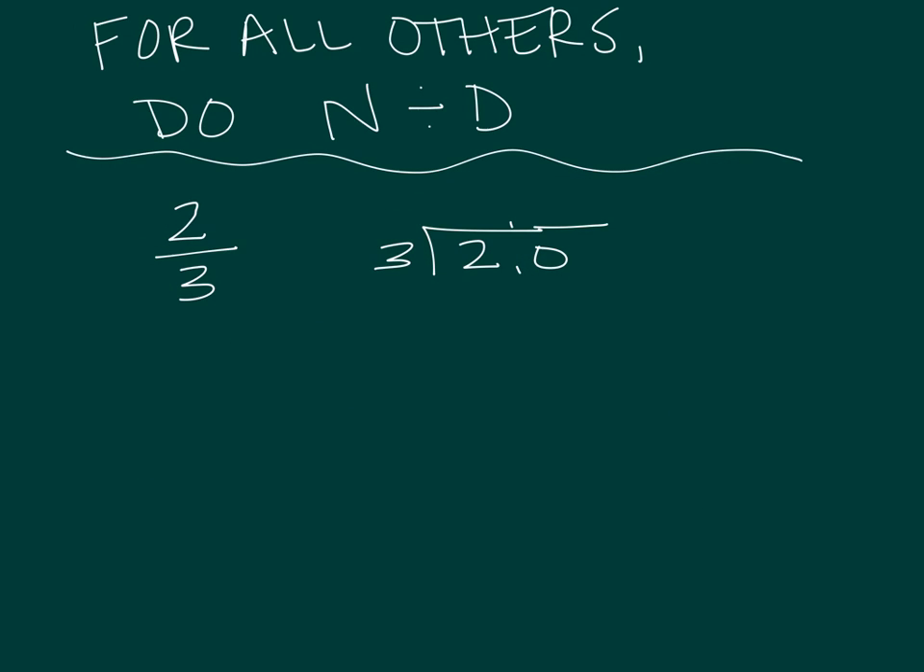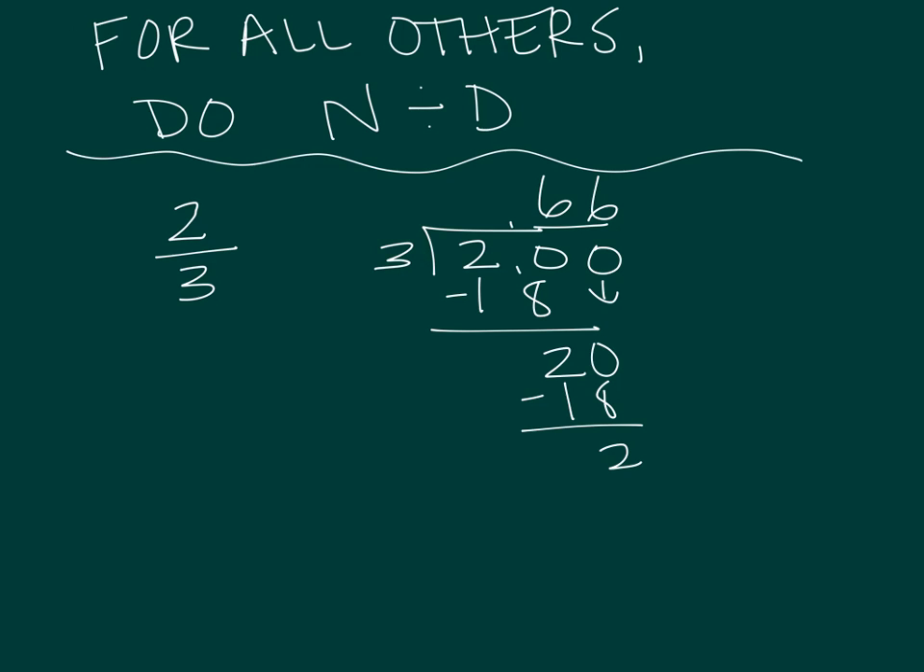Okay, let's try another hard one, 2/3. So numerator divided by denominator. Add a decimal and 0, 3 goes into 20 6 times. That's 18, subtract, you get 2. Bring down a 0. 6 again. That's 18. Subtract and you get 2. What's happening here? Repeating. 0.6 repeating is 2/3.